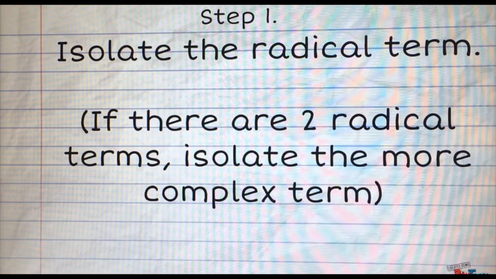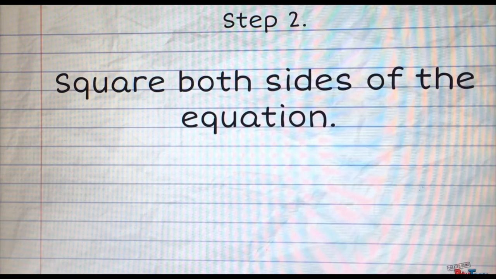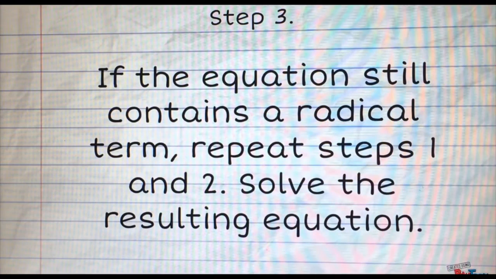Step 1 is to isolate the radical term, and if there are 2, isolate the more complex term. Step 2 is to square both sides of the equation. Step 3. If the equation still contains a radical after the first 2 steps, repeat steps 1 and 2, then solve the resulting equation.